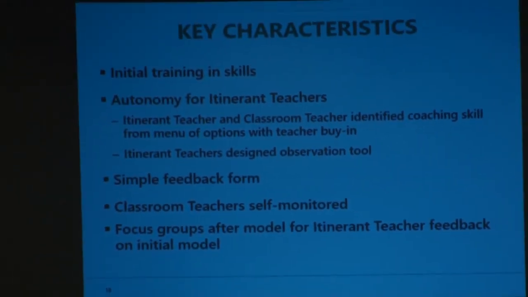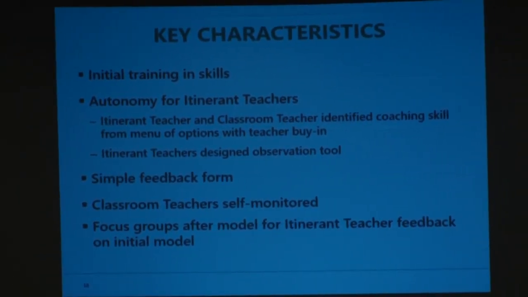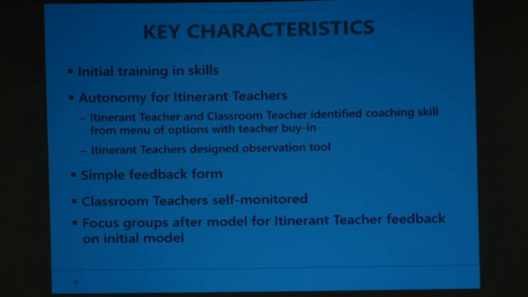So here are some of the highlights of this first iteration of the coaching model, which was year 1. So itinerant teachers received initial training in the foundational skills to be coached. And they also received initial training in this coaching model. The itinerant teachers were also given autonomy in identifying the skill to be coached to help obtain teacher buy-in. So we didn't say, there were 19 itinerant teachers, we didn't say all of you need to be working on skill A. We said, here's skill A through F. You may want to work on any of them with your teacher. And again, using the teacher input and buy-in to capture buy-in.